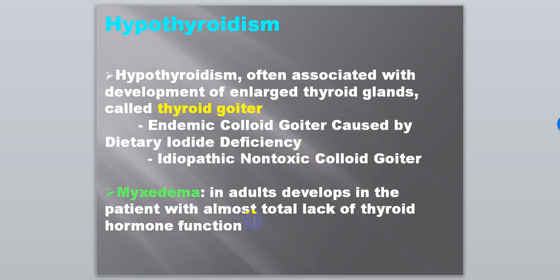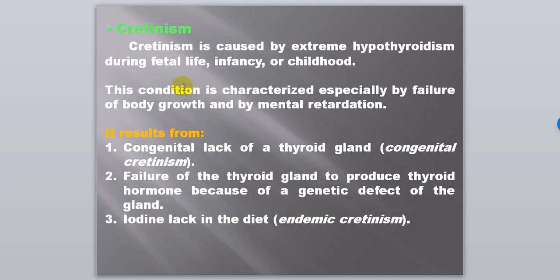We have two types: myxedema in adults and cretinism in children. Both of them have the same symptoms, but one occurs in adults and the other in children. Cretinism is caused by extreme hypothyroidism during fetal life, infancy, or childhood. This condition is characterized especially by failure of the body to grow and by mental retardation, resulting from congenital lack of the thyroid gland, congenital cretinism, or failure of the thyroid gland to produce thyroid hormone due to a genetic defect in the gland, or iodine lack in the diet, with excretion of iodine more than reabsorption from the intestine. That means a decrease of iodide in the blood and the occurrence of endemic cretinism.